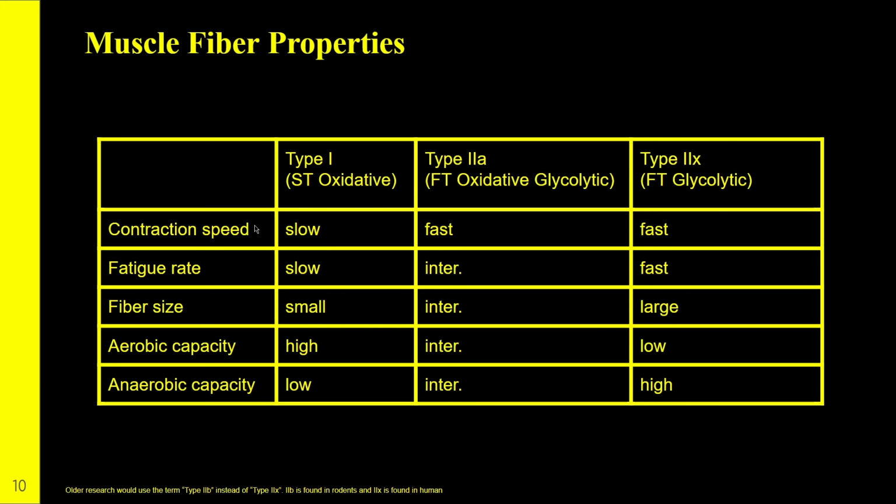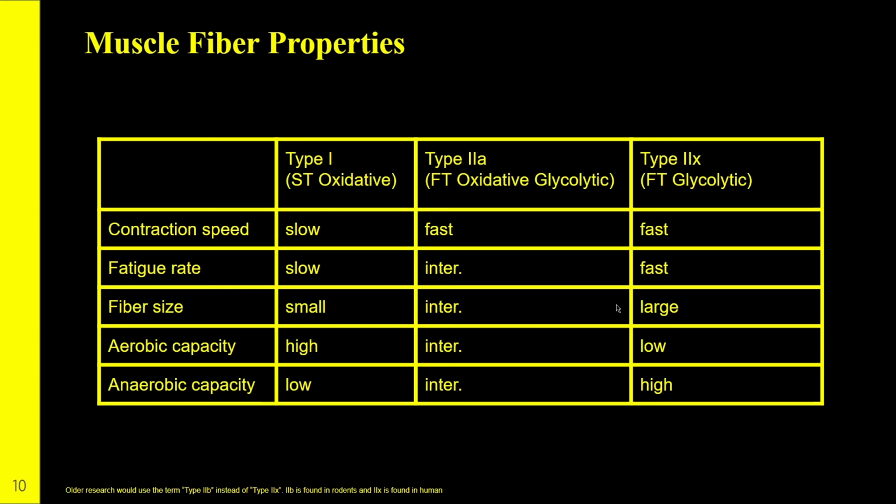For contraction speed, type 1 often has slower contraction speed compared to type 2. Fatigue rate goes from slow, in between, to fast. Fiber size also goes from small, medium, to large. And although super explosive, type 2X actually has larger muscle fibers compared to 2A.